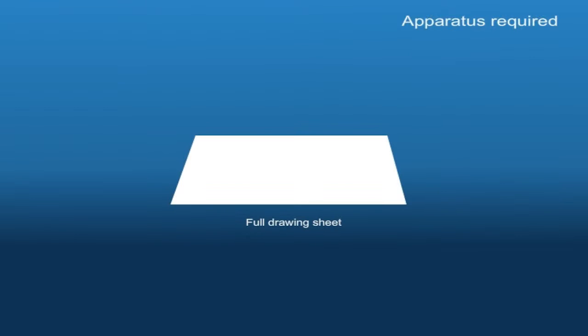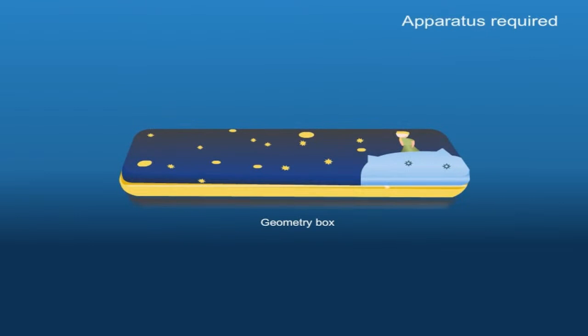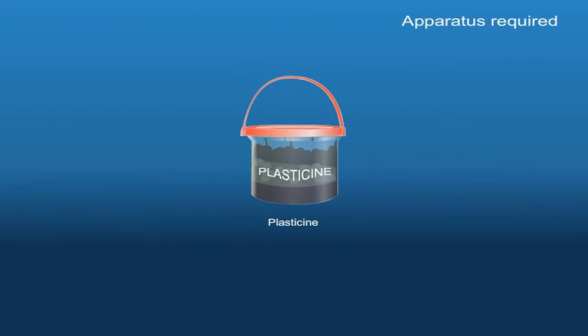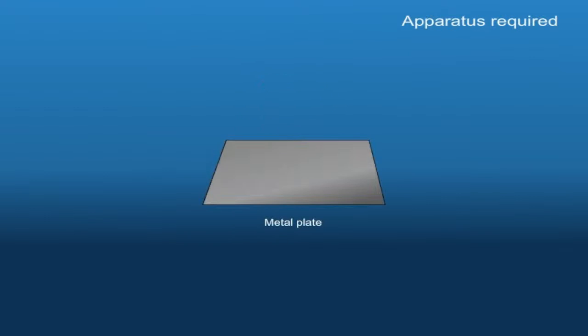Full drawing sheet. Geometry box. Tuning fork. Rubber pad. Plasticine. Metal plate. Procedure.